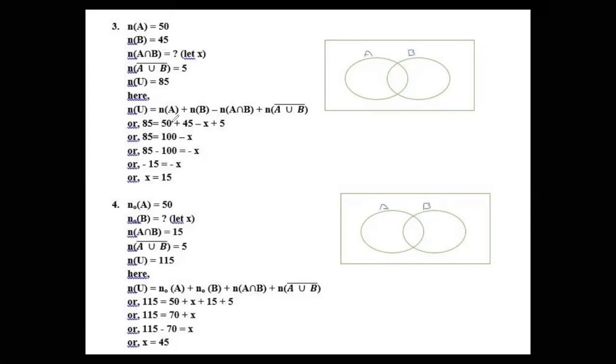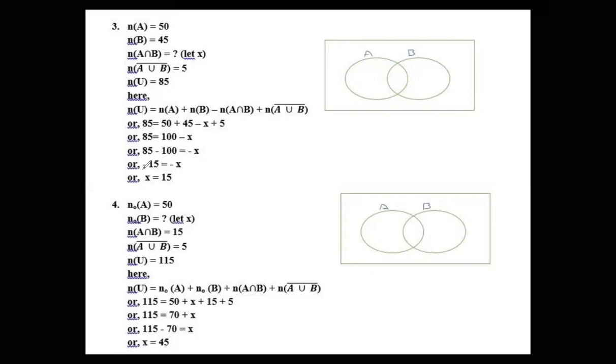Let us add these numbers. 50 plus 45, 95. 95 plus 5 is going to be 100. Now you can take this 100 this side, or you can take 85 this side, your wish. So let me take 100 this side. So 85 minus 100 is going to be minus 15. There is minus x, so let us write the minus x itself. Now 85 minus 100, it is going to be minus 15.